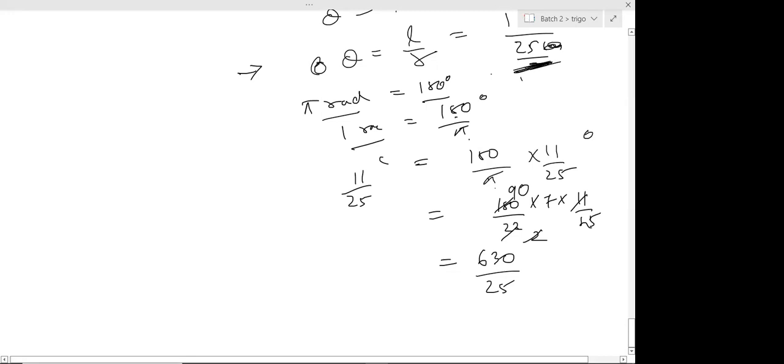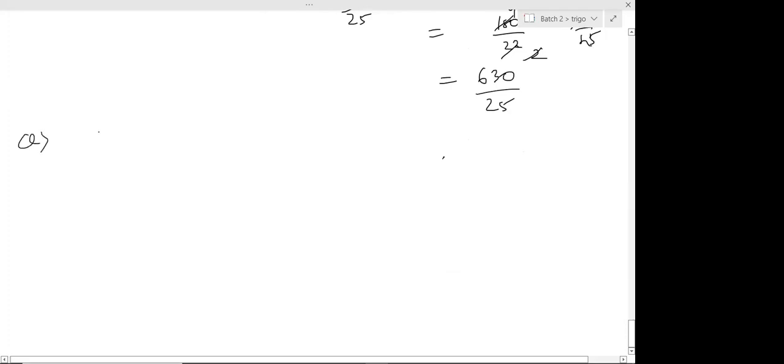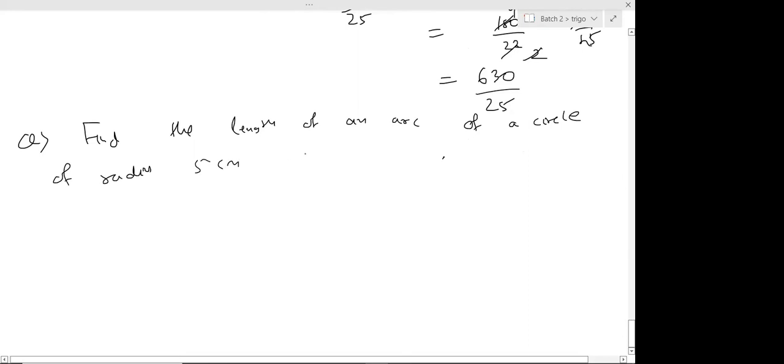Next question. Find the length of an arc of a circle of radius 5 centimeters, subtending a central angle measuring 15 degrees.